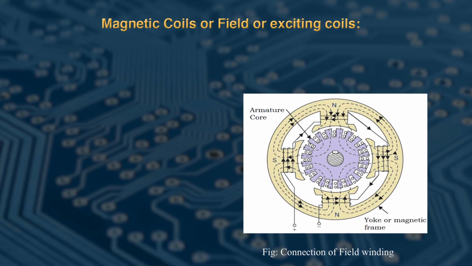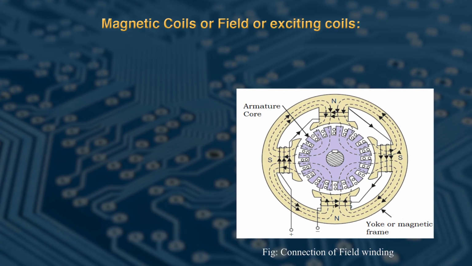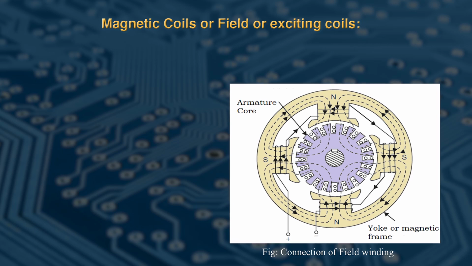The material used for the pole core and pole shoes: they are made of thin cast steel or annealed iron laminations that are riveted together under hydraulic pressure. The lamination is done to reduce the power losses due to eddy current. The next part of the DC machine is the magnetic coils, or field coils, or exciting coils. Here you can see in the figure the connection of the field winding.